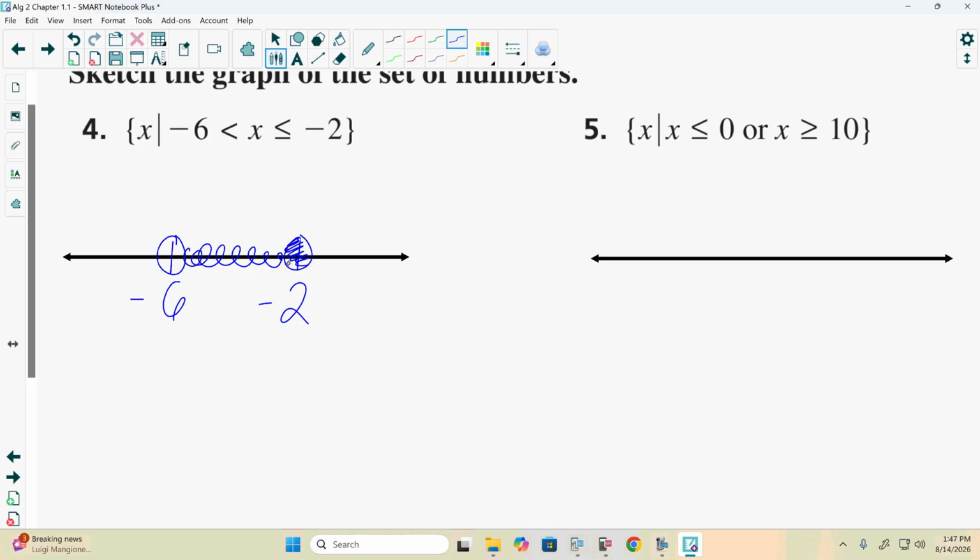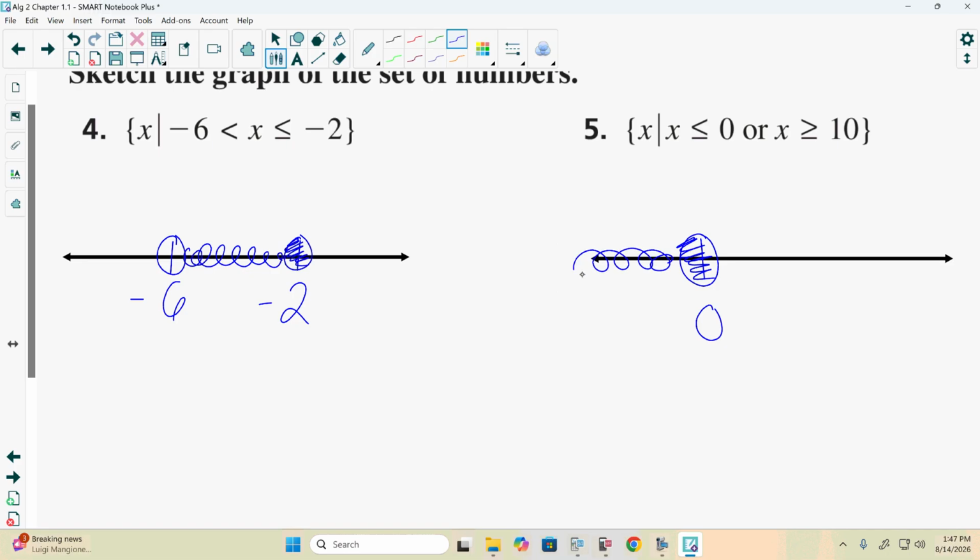We're ready to look at number 5. For all real numbers, such that x is less than or equal to 0, or x is greater than or equal to 10. So if we look at the first one, 0, we'd have a circle. Shade it in because it is equal to it. Then we would shade to the left.